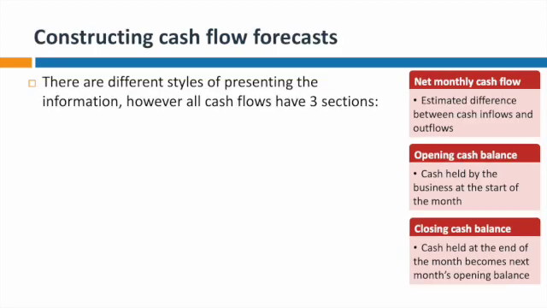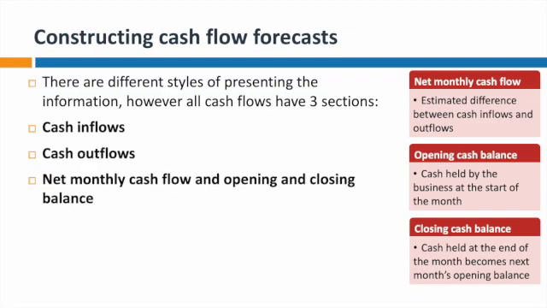So what are the different sections in a cash flow forecast? We have 3 sections. Net monthly cash flow, we already know what that is. Opening cash balance and closing cash balance. This is showing us how much cash we are holding at the beginning of the month, at the start, and the closing cash balance is showing us how much cash is held at the end of the month. So these are the 3 groups, or if you want to split this big chunk into more parts, then it would be 5 things that we need to include: cash inflows, cash outflows, net monthly cash flow, opening balance, and closing balance.